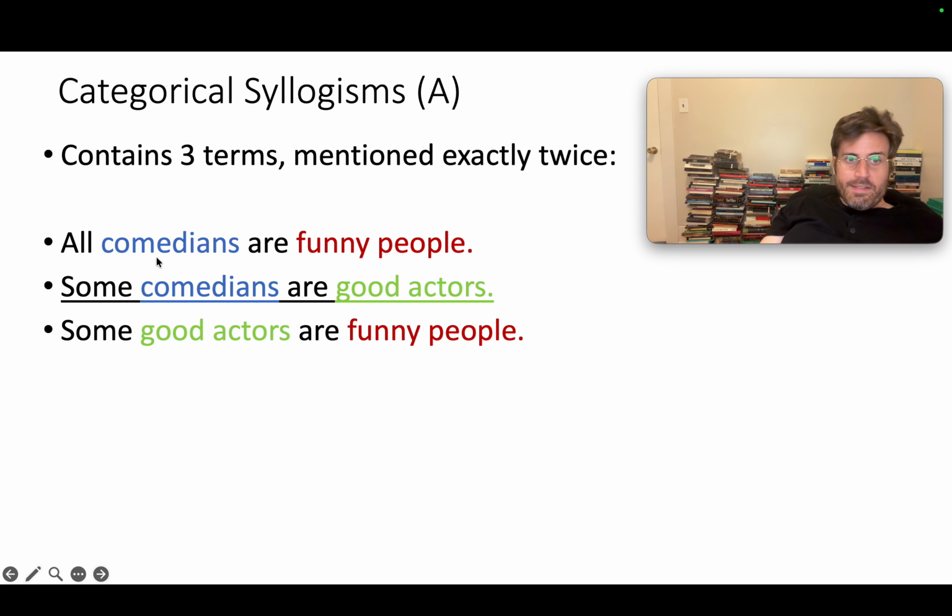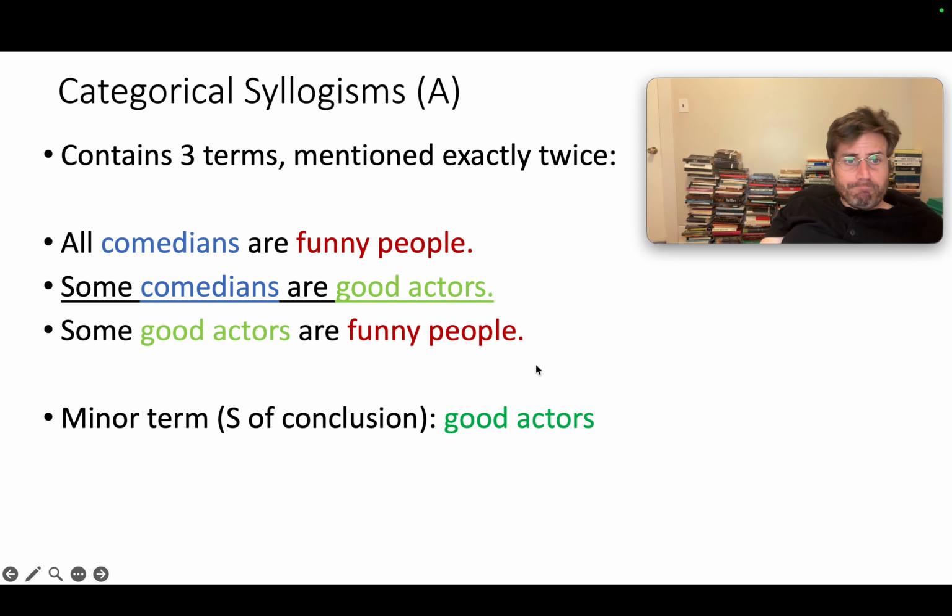I see comedians as the subject term in the first premise. That subject is repeated in the second premise. Funny people appears as the predicate of the first premise, only to reappear again as the predicate in the conclusion. And then we have good actors as the predicate term of the second premise, appearing as the subject term of the conclusion. Okay, so 3 terms here, each repeating twice.